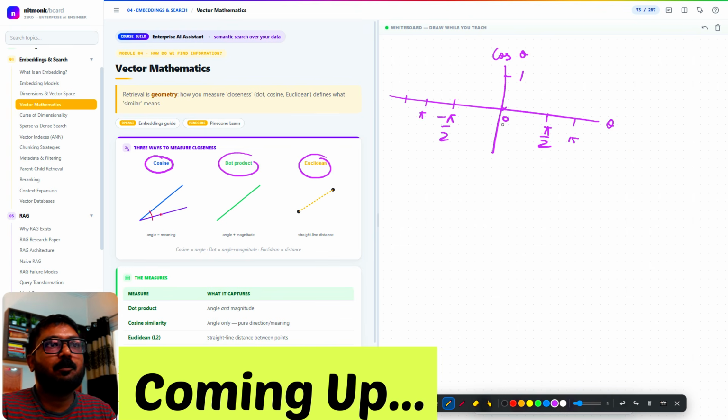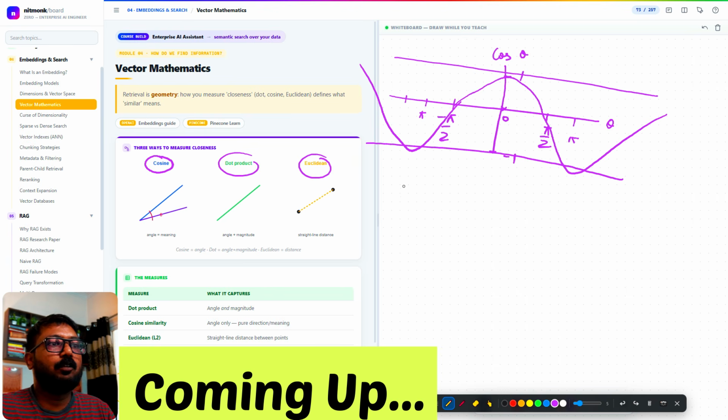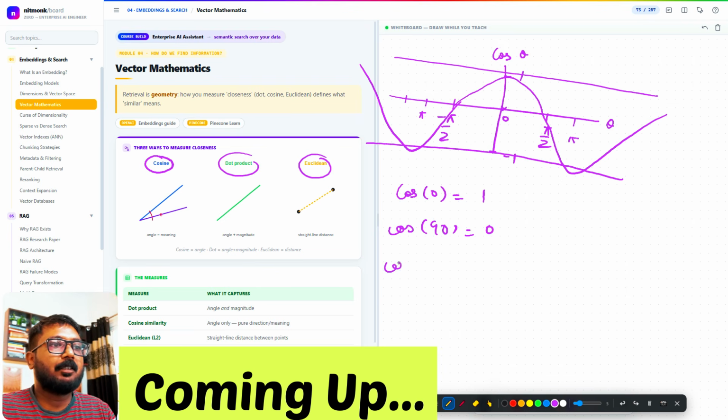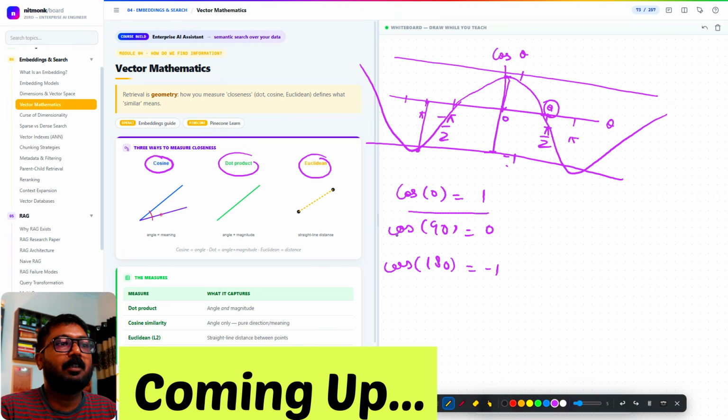This value goes maximum to plus 1 and minimum to minus 1. And if you draw this graph, it looks something like this, correct? So the bottom is minus 1, above is 1. You see cos 0 is basically 1, cos 90 is basically 0, and cos 180 is minus 1. You can see over here minus 1, 0, 1, 90, 0. So you see all these values.